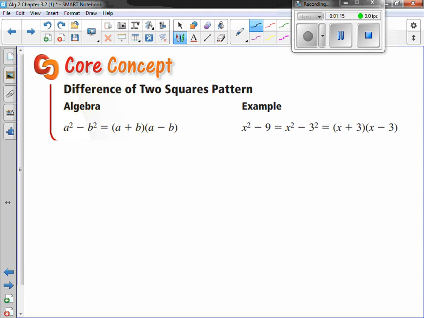I'm not saying that the steps we did last week don't work, because they do. If we notice there is a difference of perfect squares, so the first term is a perfect square and the second term is a perfect square, it will work out like this. We'll get that a squared minus b squared is equal to a plus b times a minus b. And it'll work out this way every single time.